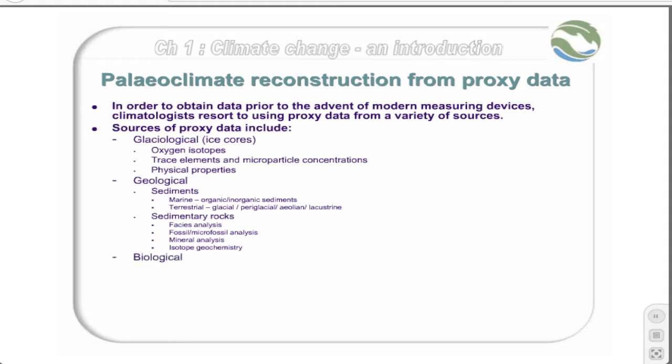Biological data is only useful over a much shorter time period. Sources of biological data include tree rings, also known as dendroclimatology, pollen species and abundances, and insects.